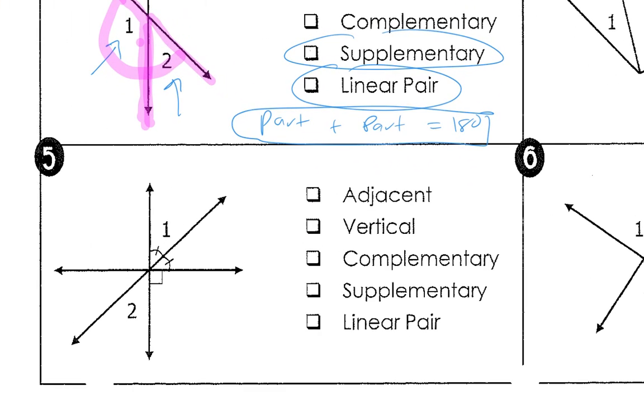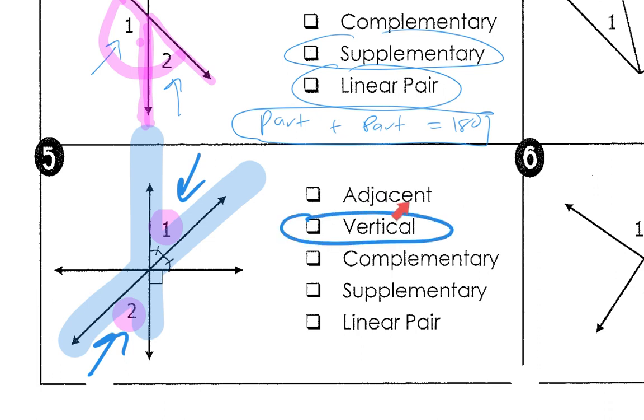All right, what about this one? Pause the video, see what you think about this one. All right, so hopefully you recognize that we're talking about angle 1 and angle 2 right over here. Okay, so that being said, let's take a look. They are opposite each other, right? Because if you imagine two lines that cross just like that, these angles are opposite each other. So we're going to call those vertical angles.